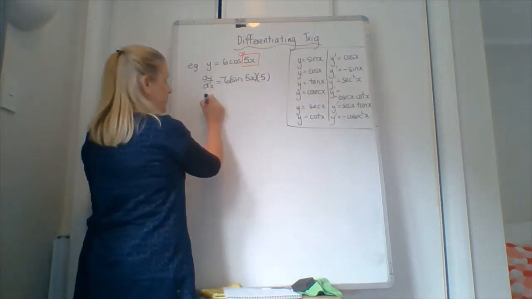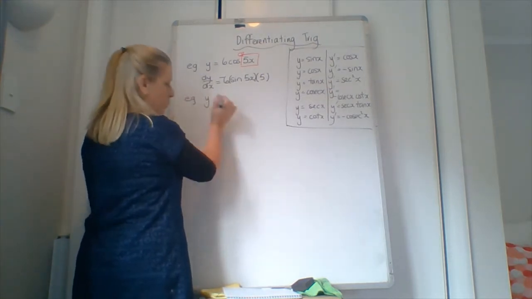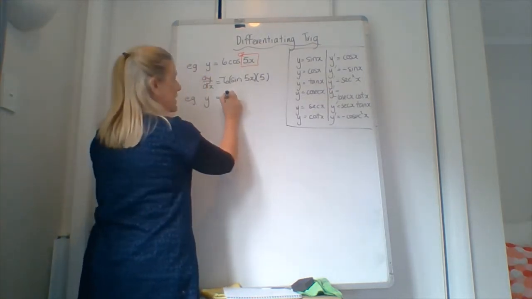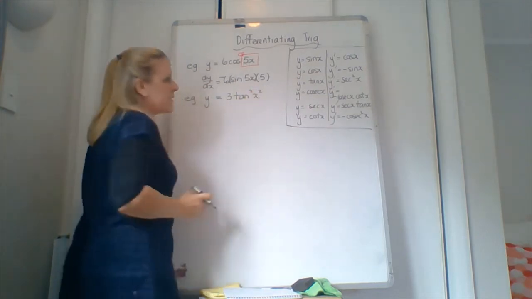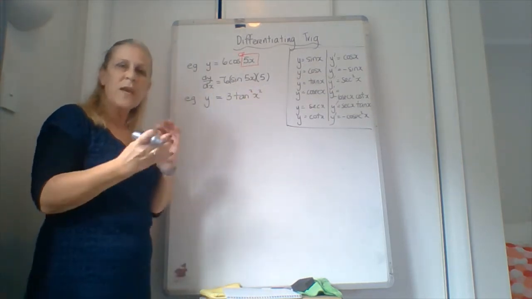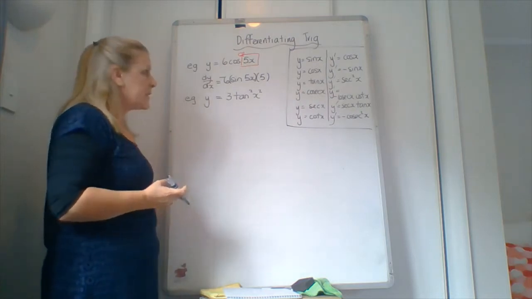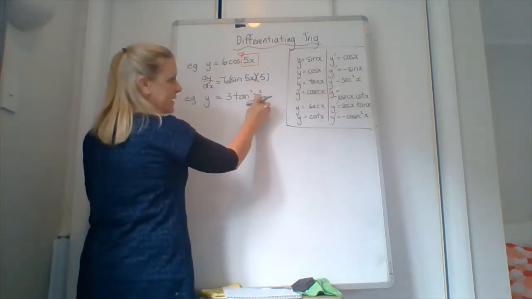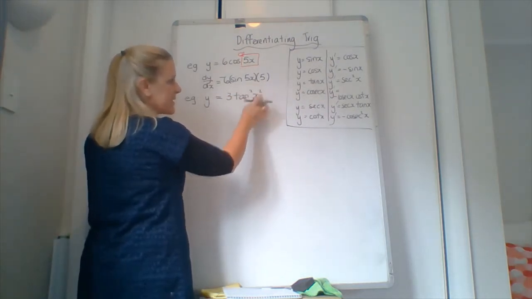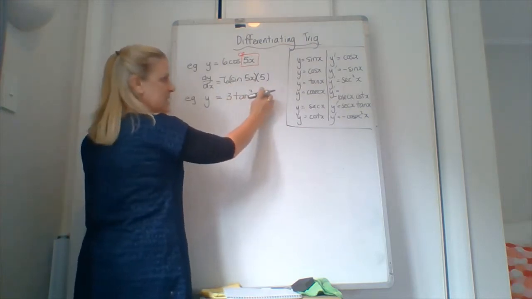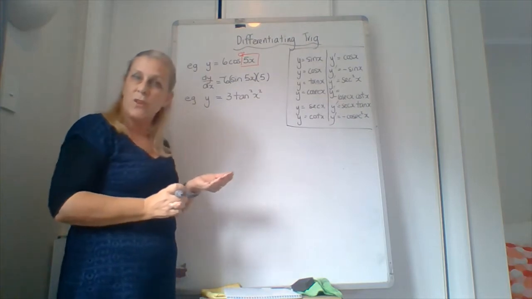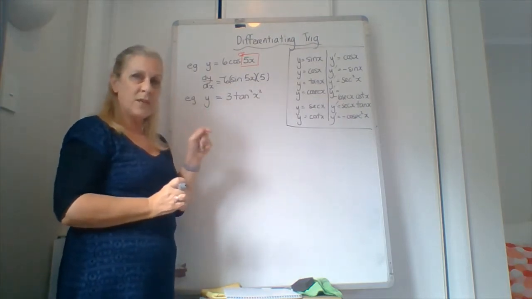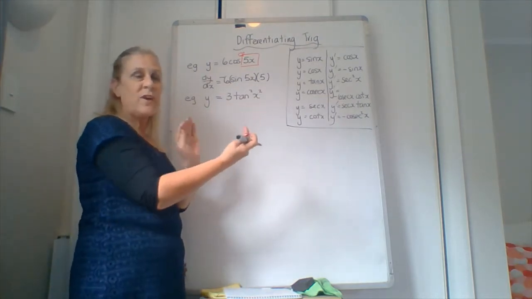So this one, y equals 3 tan squared x squared. Okay, now what we have to remember here is the brackets. So there's no bracket here. This is not tan squared x all squared. It's just the x squared. This little squared here is a notational thing. When we put a little squared up there, what we're saying is it's the actual function squared.